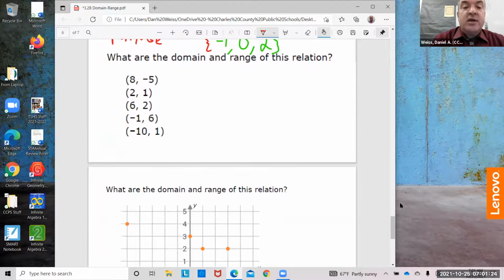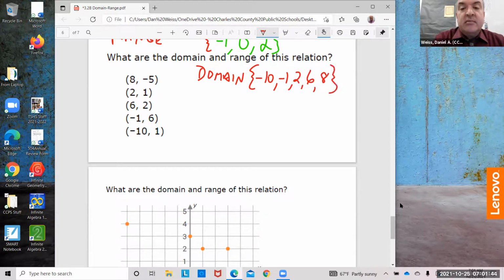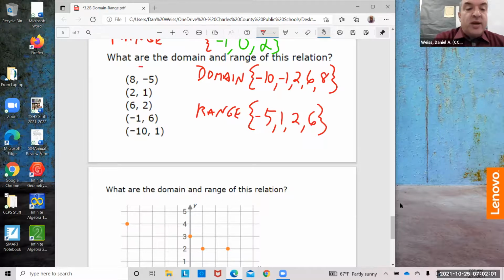What are the domain and range here? All right. The domain, x values, put them in numerical order. -10, -1, 2, 6, 8. What's the range? The range is -5, 1, 2, 6. There you go. The domain of the x values, the range of the y values.